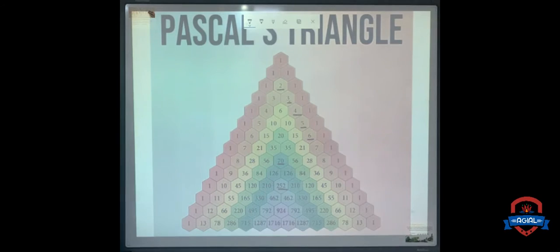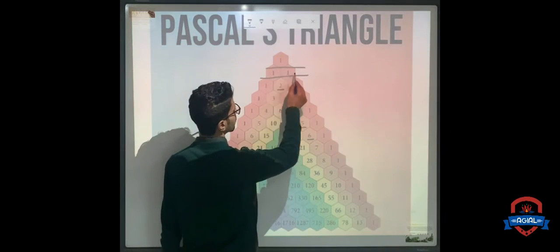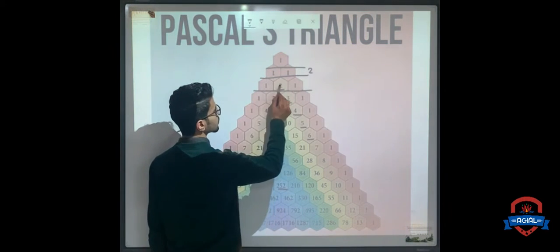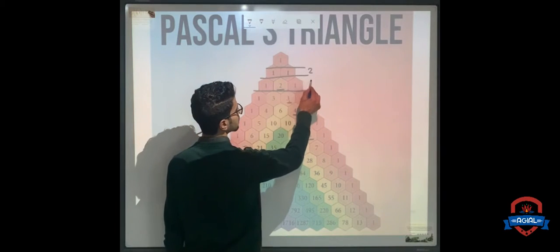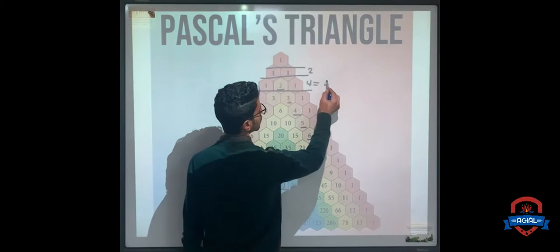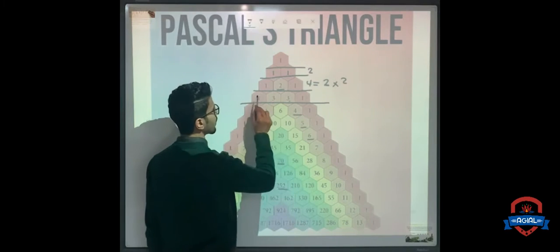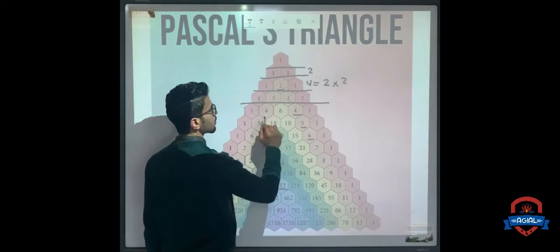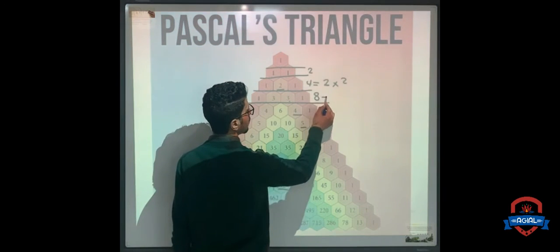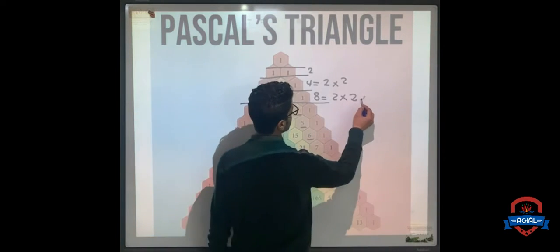And we have to note the sum of each row. For example, in this row, we have 1 plus 1 equals 2. If we look at the second row, we have 1 plus 2 equals 3, plus 1 equals 4. So we have 4, and 4 equals 2 times 2. And if we look at this row, we have 1 plus 3 equals 4, and 3 plus 1 equals 4. So 4 plus 4 equals 8, so 8 equals 2 times 2 times 2.